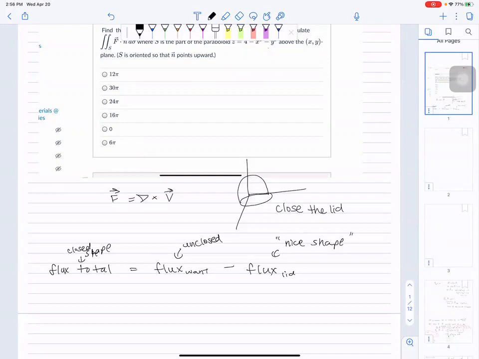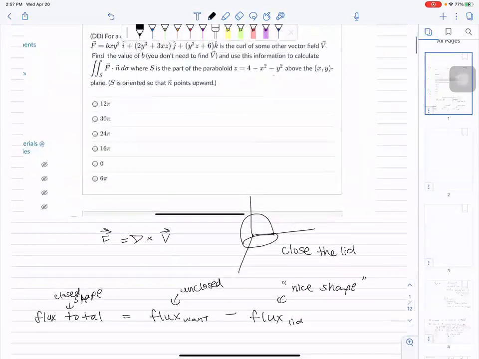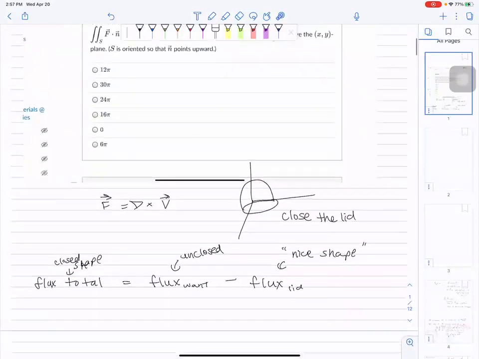Wouldn't we use Stokes for that part, and then we use Stokes for F and Gauss for the other? Yeah, I'll explain.